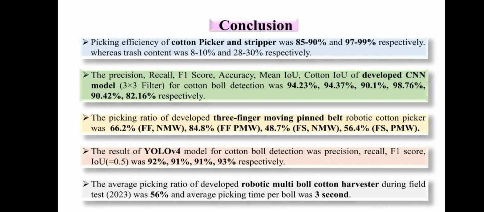Conclusion is that the picking efficiency of cotton picker and stripper was 85 to 90%, and 97 to 99% respectively. Whereas the trash content was 8 to 10% and 28 to 30% in cotton picker and stripper. So to overcome this problem, we use a multi-finger end effector, and the result of the YOLO model for cotton ball detection was precision, recall, and it was so effective. The average picking ratio of the developed robotic multi-ball cotton harvester during field test was 56%, and average picking time per ball was 3 seconds. Thank you.